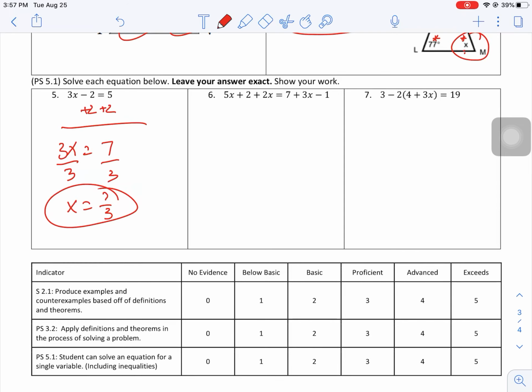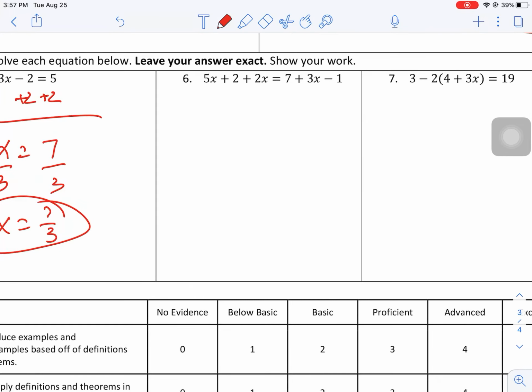Now this number 6 we haven't done yet, although that's one of the next steps we're going to do. What we're going to do is get the variable to one side after we simplify. So you're going to have two sides, both sides of the equal, looking like two-step equations. So let's collect like terms here and here. So we get 5x plus 2x is 7x plus 2 equals, and then we'll collect over here on this side, 3x, 7 minus 1 is 6.